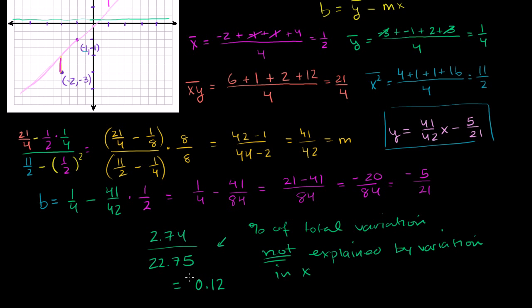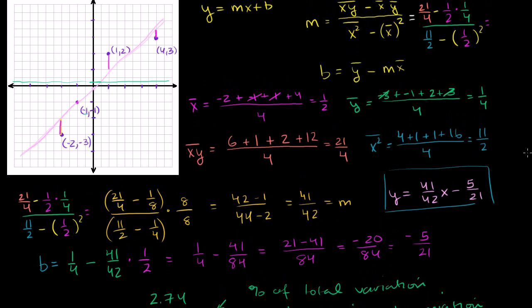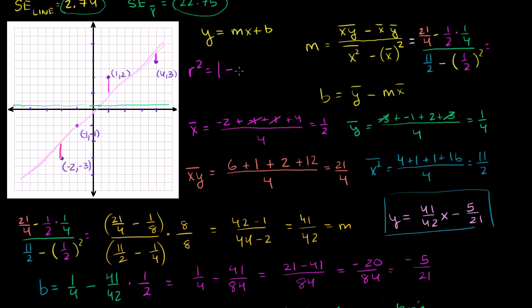Or another way to think about it is 12% of the total variation is not explained by the variation in x. The total squared distance between each of the points, or their spread, their variation, is not explained by the variation in x. So if you want the amount that is explained by the variance in x, you just subtract that from 1. So let me write it right over here. Our r squared, which is the percent of the total variation that is explained by x, is going to be 1 minus that 0.12 that we just calculated, which is going to be 0.88. So our r squared here is 0.88.